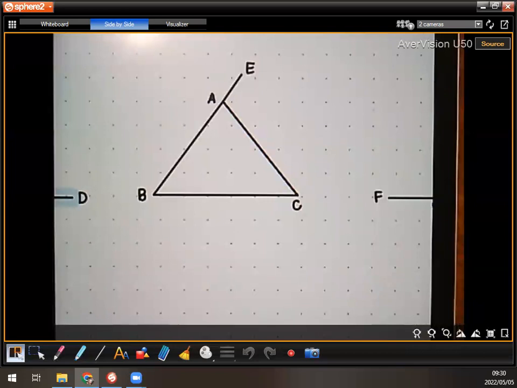Okay, we're going to look at two more diagrams quickly. That is the next one. So now, like I said, if you don't have space next to your triangle, you can just do it underneath. It's fine.